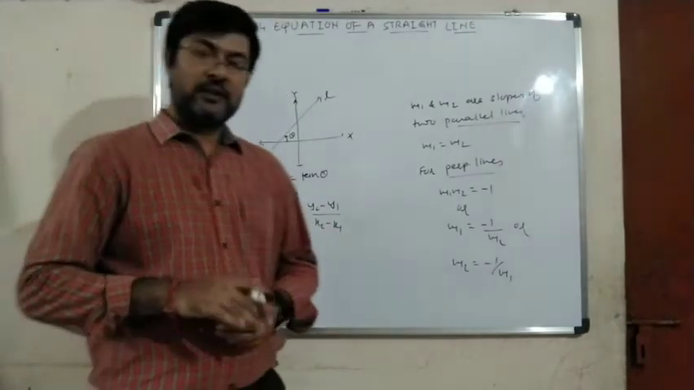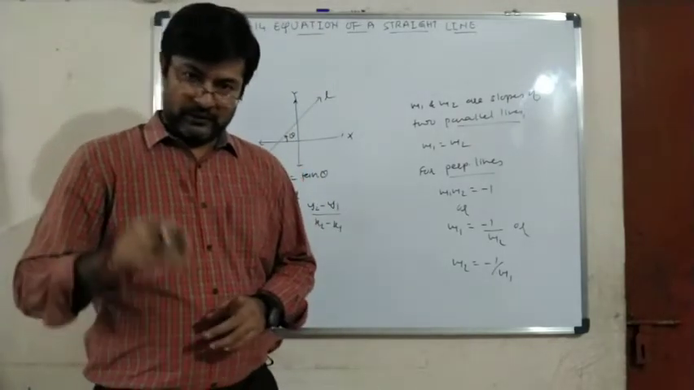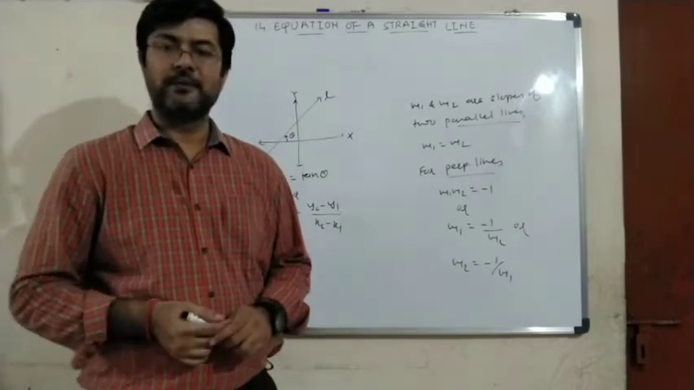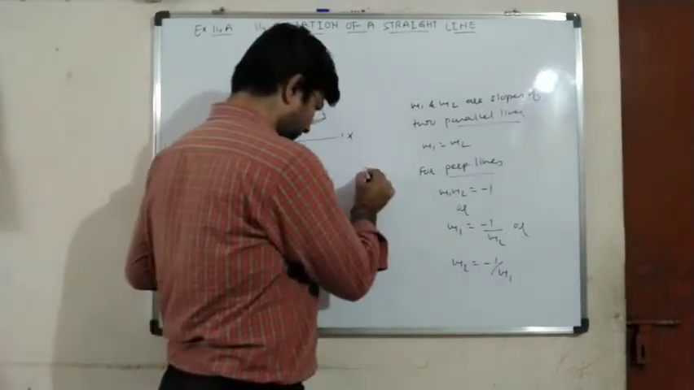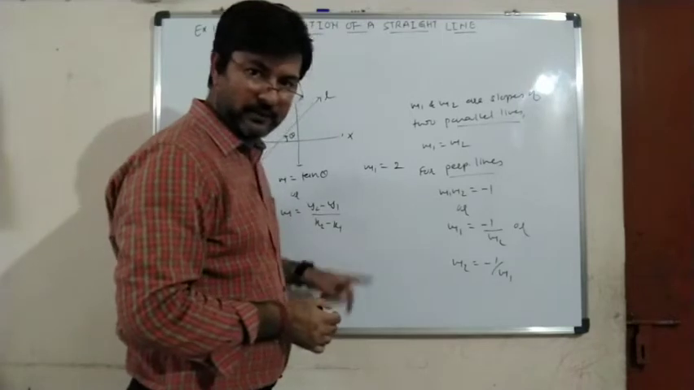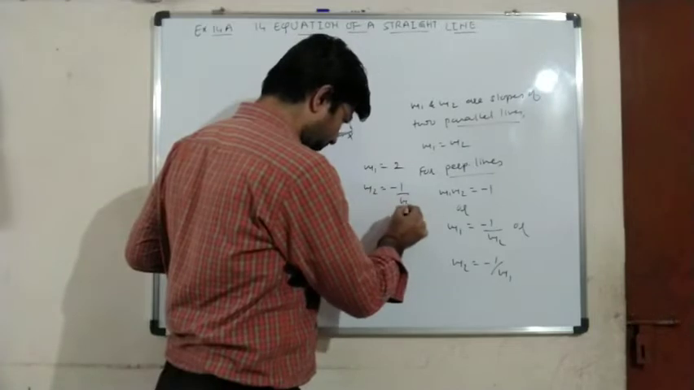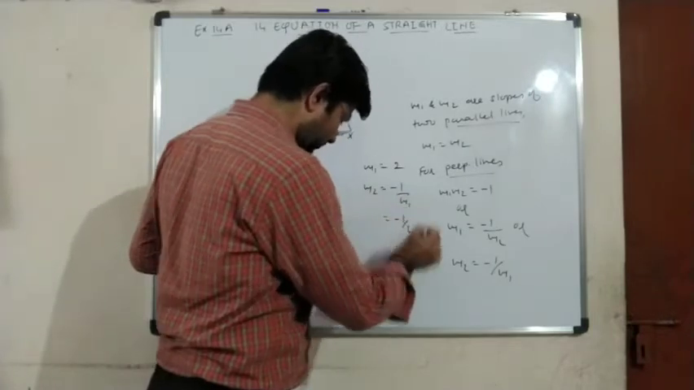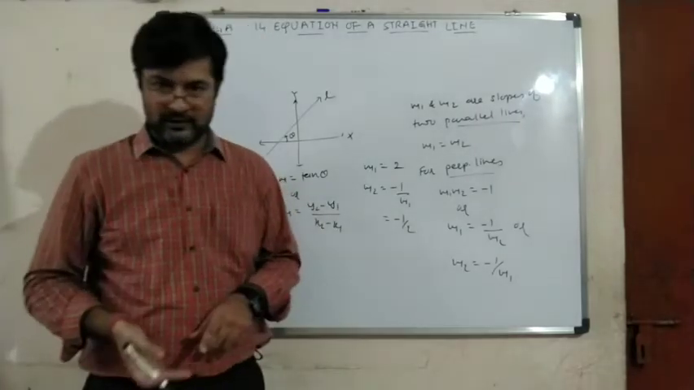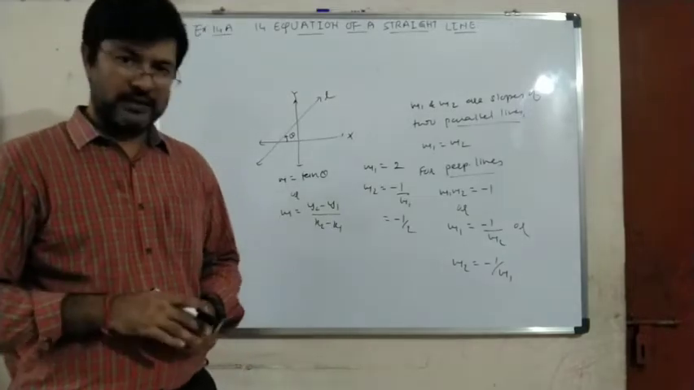In short, if the two lines are perpendicular and you are given the slope of one line, then the slope of the other line will always be the negative reciprocal. For example, suppose you are given m1 is equal to 2, then the slope of a line perpendicular to the given line will be m2 is equal to -1 upon m1, which is equal to -1 upon 2. Clear? So in this way you can calculate the slope of the perpendicular line to a given line, provided that the slope of a line is given.